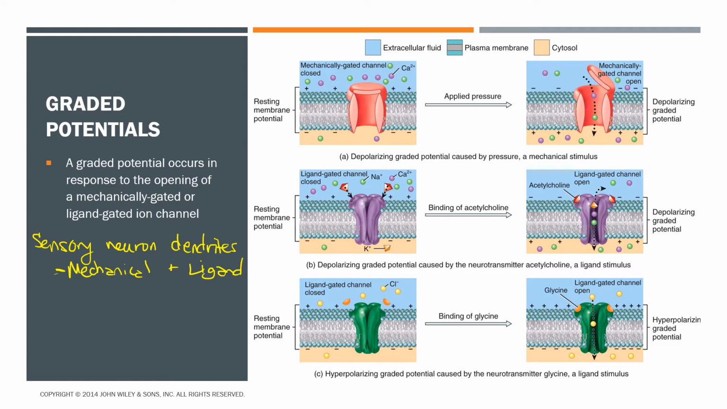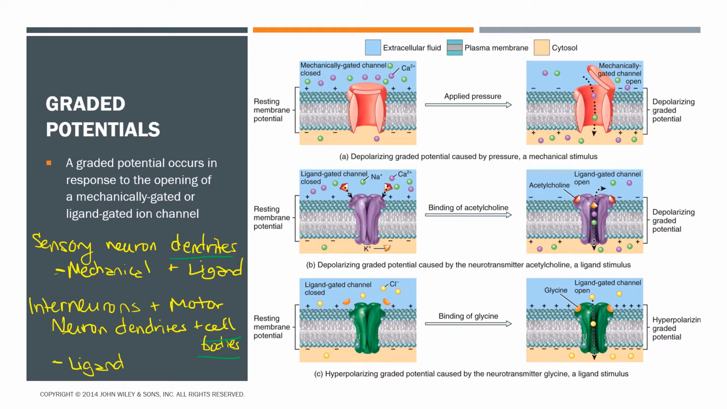And ligand-gated channels are far more numerous in the dendrites and cell bodies of interneurons and motor neurons. So we're going to have these in the dendrites and the cell bodies, with more ligand-gated channels there. So we know that graded potentials occur mainly in the dendrites and the cell body of a neuron. That's where we're going to have most of these graded potentials.